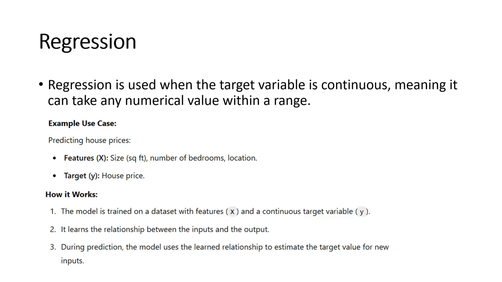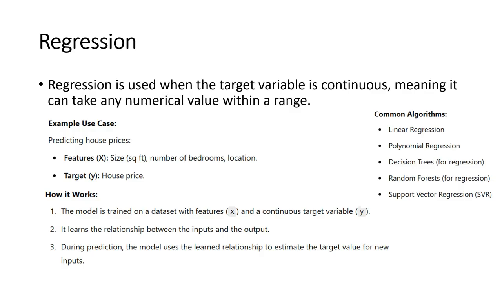How does it work? The model is trained on the dataset with features X and the continuous target variable Y. It learns the relationship between the input and output, and during prediction, the model uses the learned relationship to estimate the target values for new inputs. The common algorithms in regression are linear regression, polynomial regression, decision tree for regression, random forest, and support vector regression.